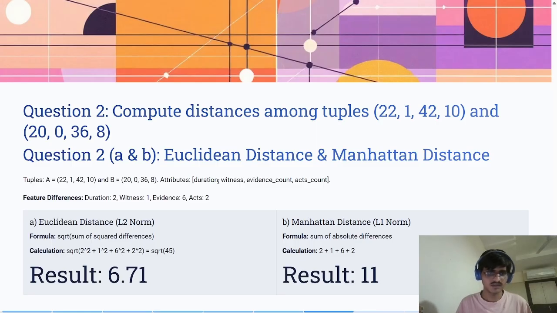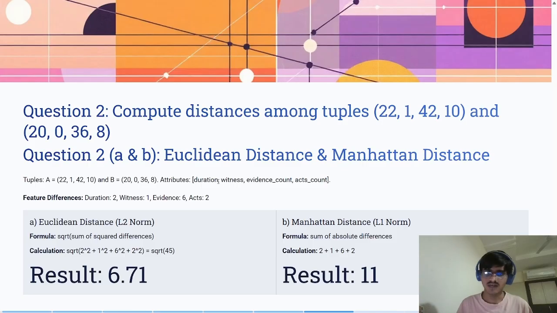As you can see, I have already listed tuples A and B and the attributes associated with them. Now let us look at the feature differences, which are duration 2, witness 1, evidence 6, X 2. The Euclidean distance, L2 norm, formula is the square root of the sum of squared differences. The calculation would be the square root of 2 squared plus 1 squared plus 6 squared plus 2 squared, which comes out to be the square root of 45, and the result is 6.71.